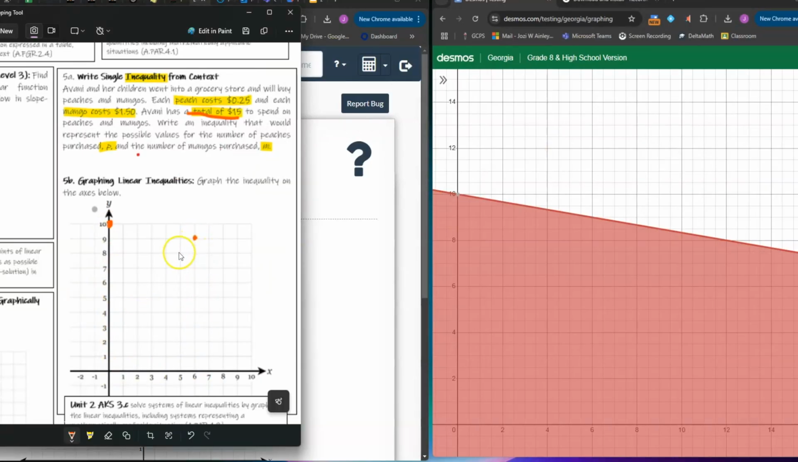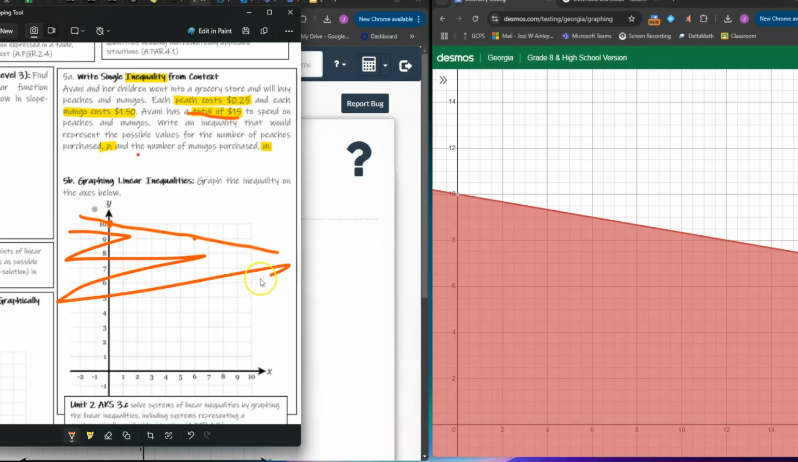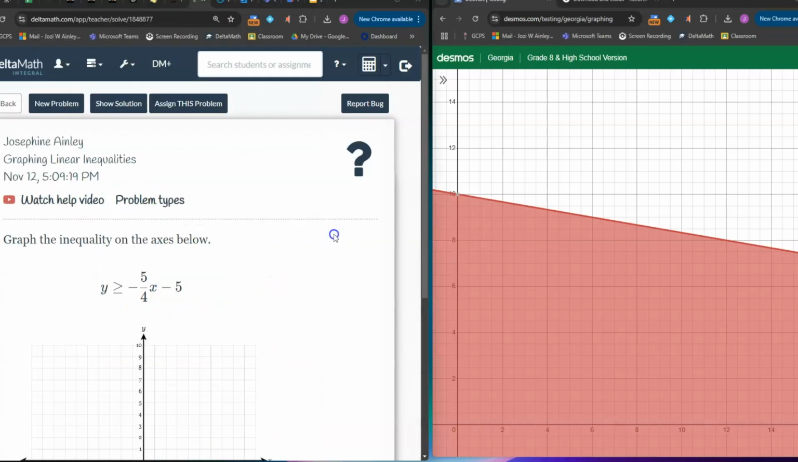Now be very careful when you're plotting this. Is this a dotted or closed line? It is closed or solid. So boom, solid line. And then where do I shade? Everything underneath it. Excuse my shading. All right, and that's it. That's how you're graphing linear inequalities.